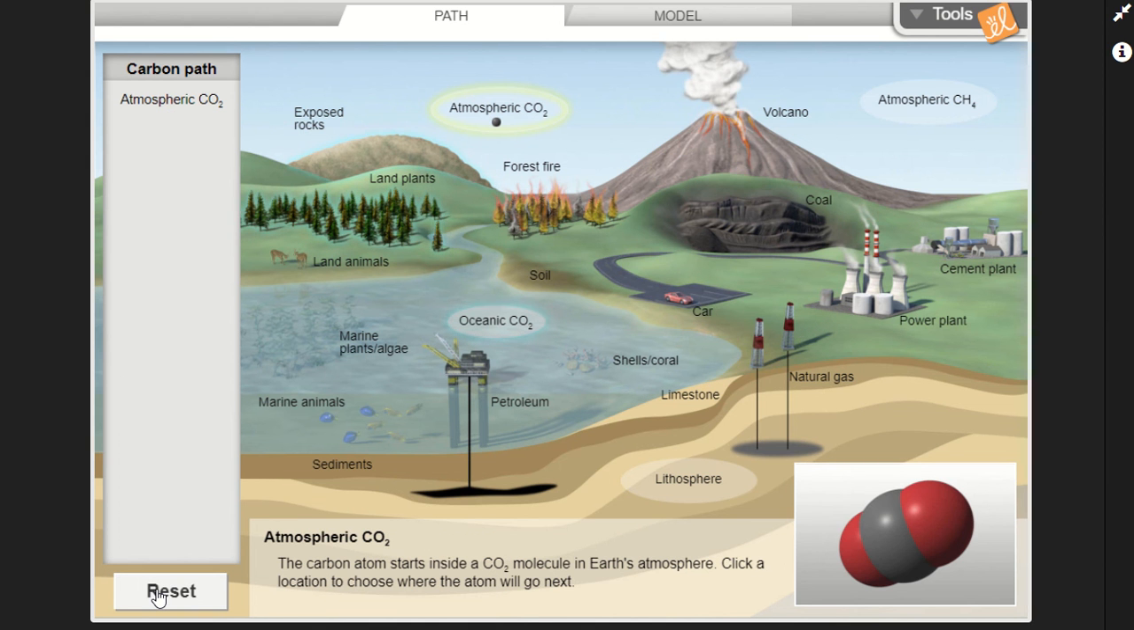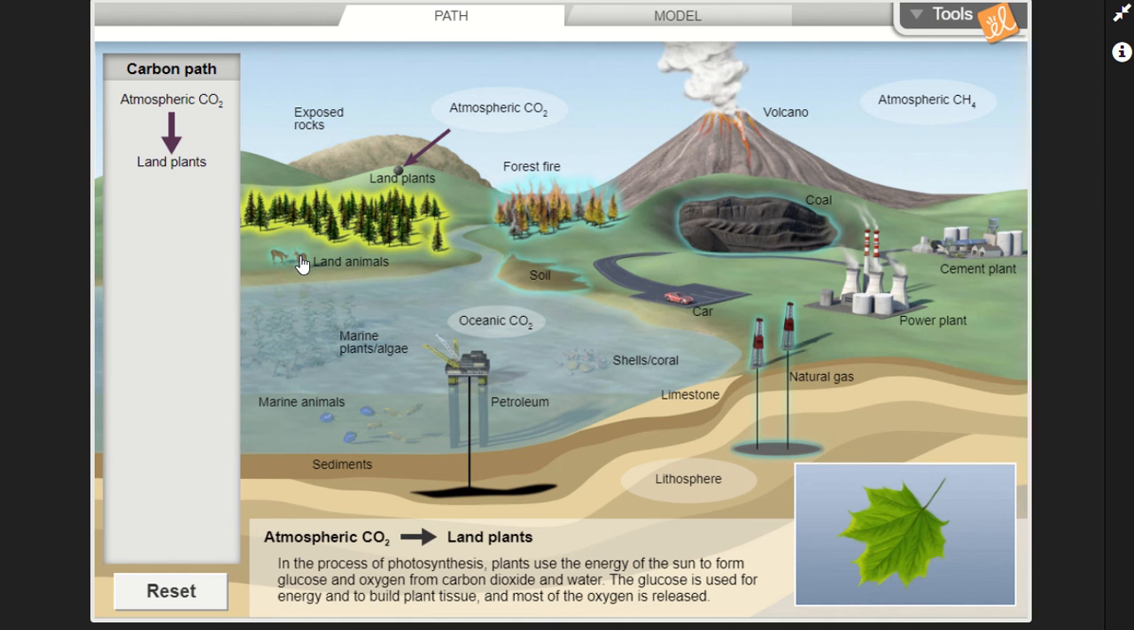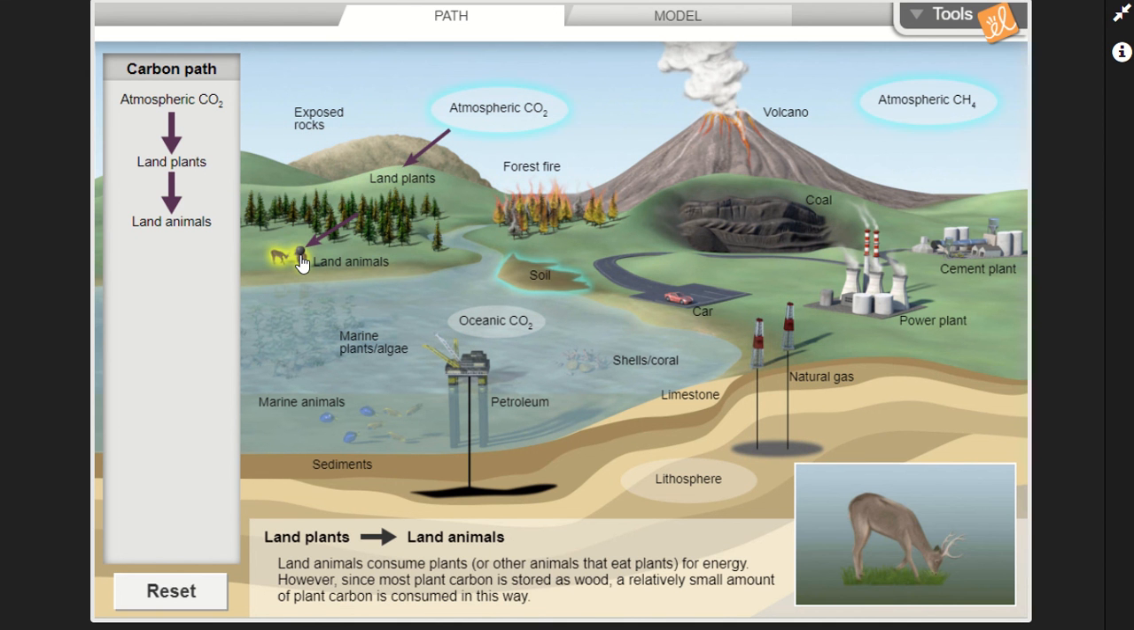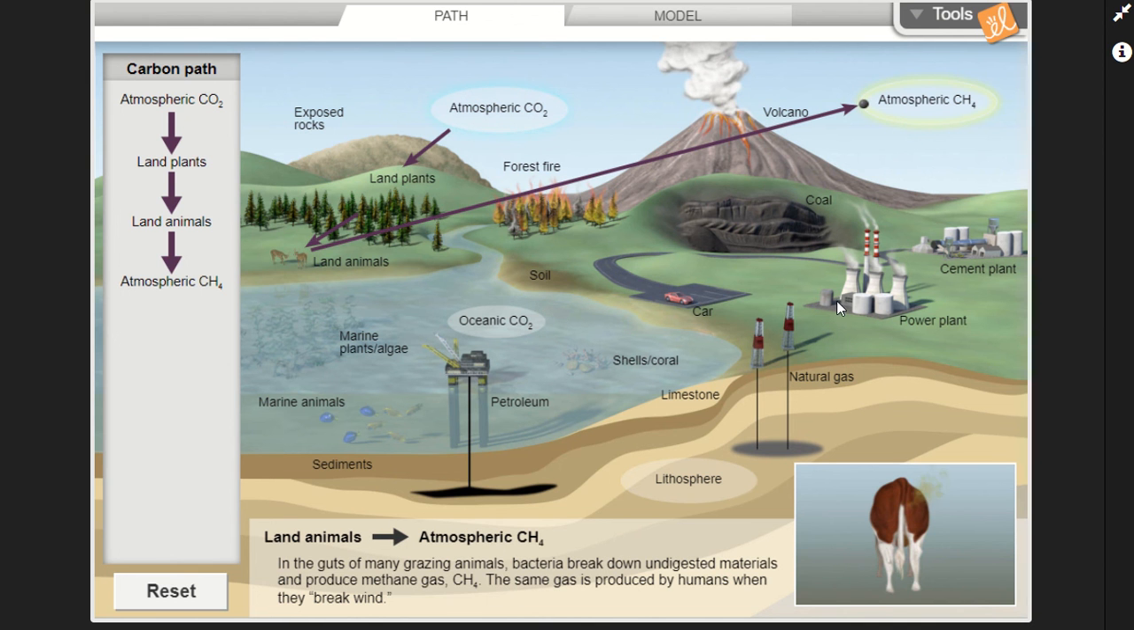All right, so number 5, analyze. It says click the reset, which we already did. Then navigate land animals. Select the atmospheric CO2. So we need to get to where we need to get. From atmospheric here, we can click on plants, then animals, then we need to get here. So how did we do that? Look, oh, stinky. So there it is. And I just summed it up and said cow farts.